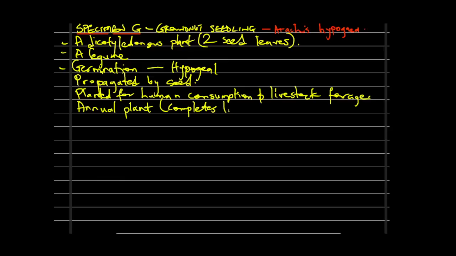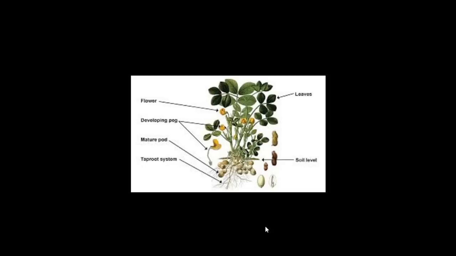Completes life cycle in one planting season. So this is an example of what the Arachis hypogaea is. Groundnuts, you can see the roots.